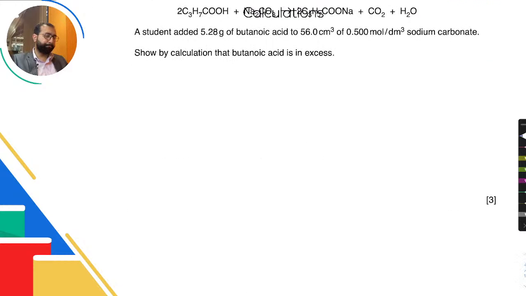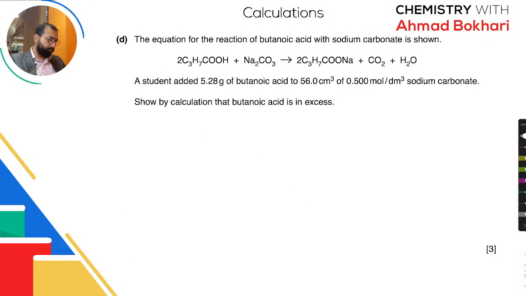All right. Next question. The equation for the reaction of butanoic acid with sodium carbonate is shown. A student adds 5.28 grams of butanoic acid. Again, they've given us this information. 256 cm3 of 0.5 mol per dm3 sodium carbonate. Show by calculation that butanoic acid is in excess. This is similar to the question that we just did. So I'm going to give you a few minutes. Try to attempt it yourself and then we'll see if we get the right answer.